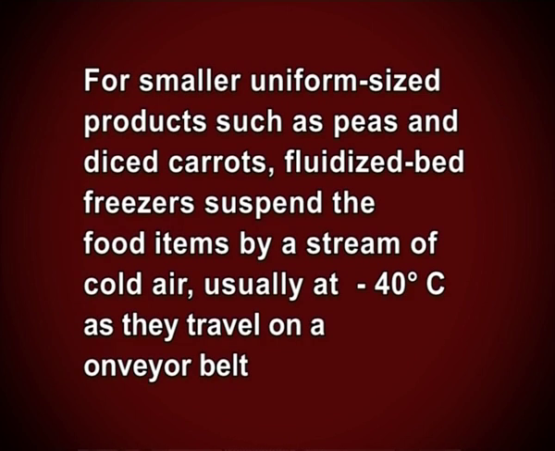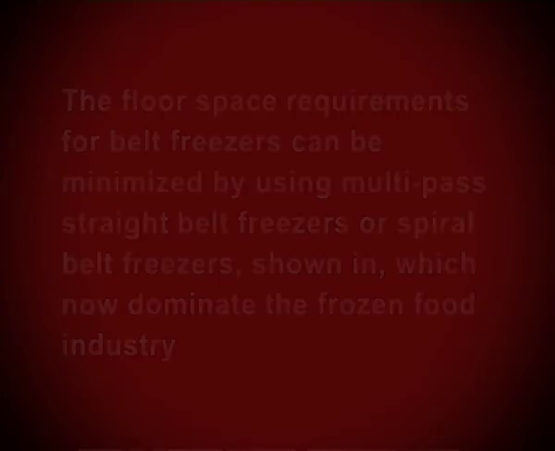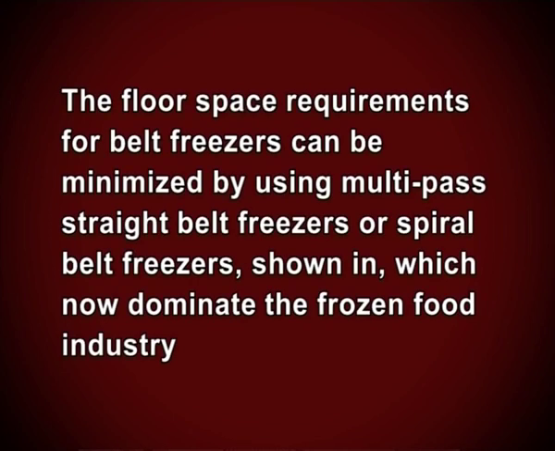For smaller uniform-sized products such as peas and diced carrots, fluidized bed freezers suspend the food items by a stream of cold air, usually at -40 degrees centigrade, as they travel on a conveyor belt. The high level of air motion and the large surface area result in high rates of heat transfer and rapid freezing of the food products. The floor space requirements for belt freezers can be minimized by using multi-pass straight belt freezers or spiral belt freezers, which now dominate the frozen food industry.